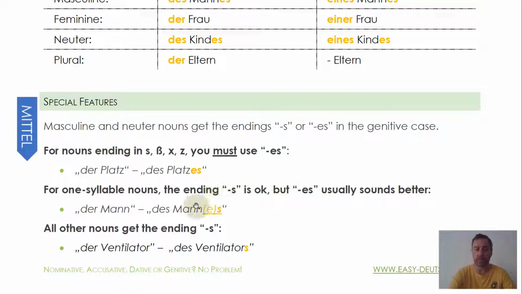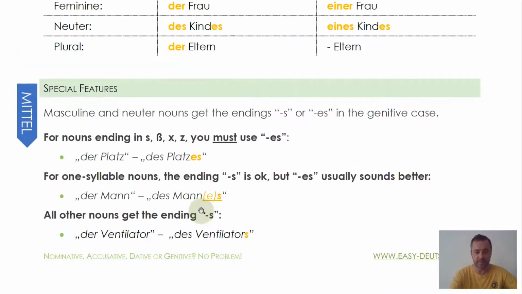Grammar-wise, it's both correct. It just sounds better if you say des Mannes over des Manns. It is correct, but it just comes out way harder. You can try it yourself. Whatever is easier for you to actually say, use it, but with the one syllable nouns, it's better to add the second syllable with the E, des Mannes. And anything else gets just S. So if it's not a one syllable one, just S. If it's not ending on S, ß, Z, or X, just S.